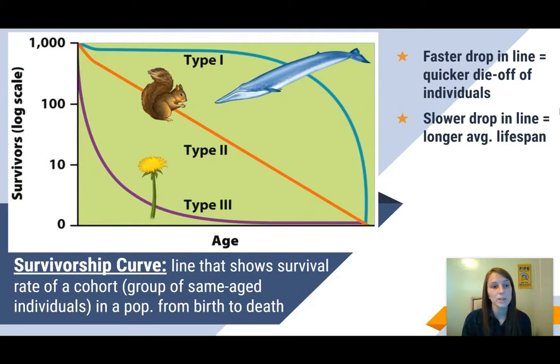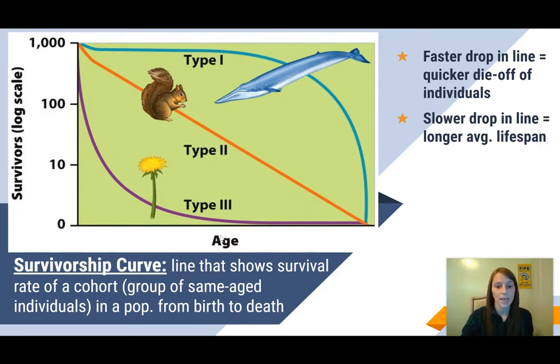So a survivorship curve is something that we're looking at on a graph. It's going to be a line that shows survival rates of a cohort, which is a group of same age individuals in a population from birth to death. Now, one of the things that I want to point out, first of all, with this graph is the fact that it's just compared to the cohort.